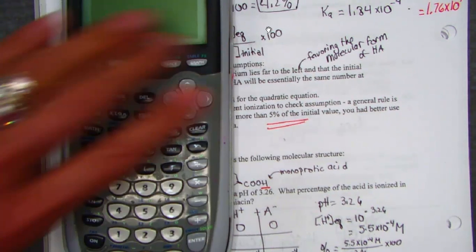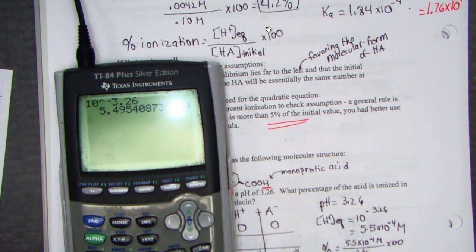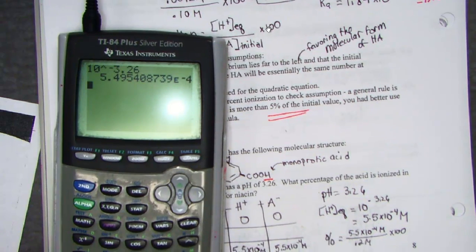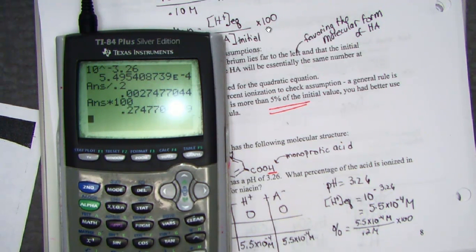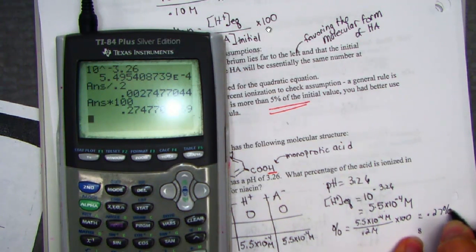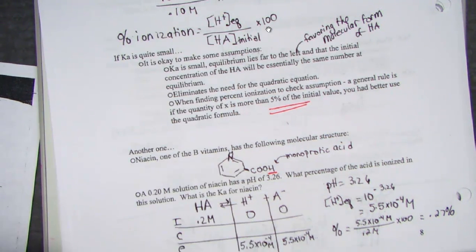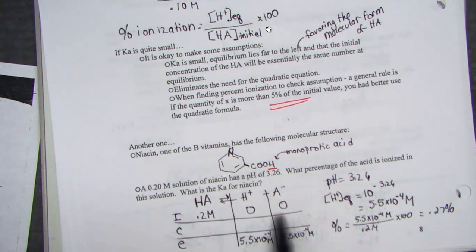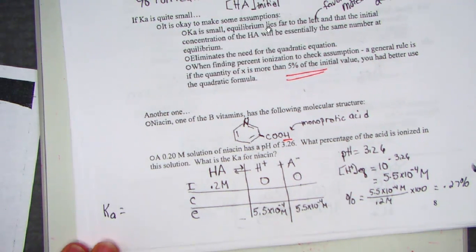Are we under 5%? I have my value still on my calculator screen, 5.5 times 10 to the -4th, divided by the original value of 0.2, expressed as a percent, and I am well under the 5% rule. This percent is 0.27% ionization. That number is quite small, under the 5%. In other words, I do not have to complete the ICE chart. I can go straight to calculating my Ka, the equilibrium constant for niacin.